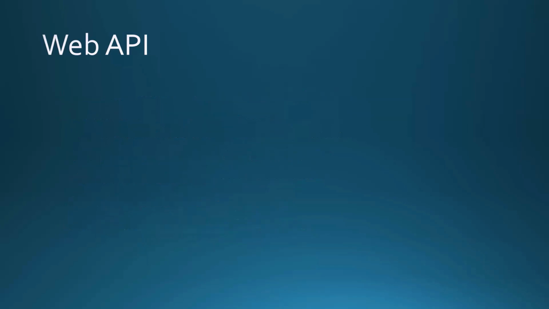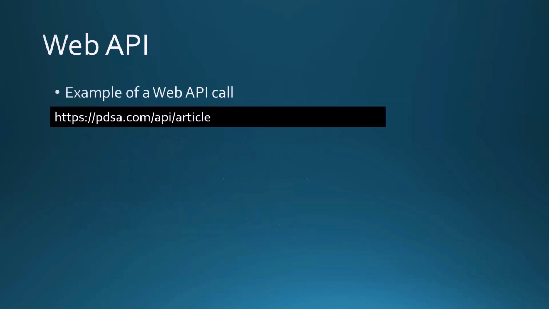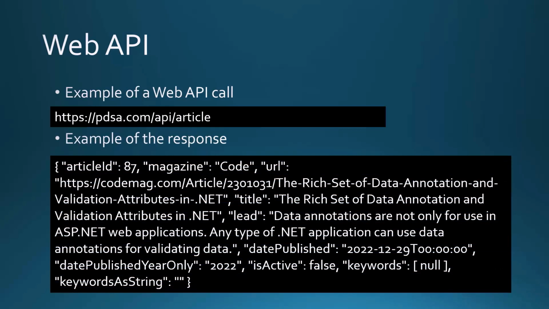An example of a web API would be something like https pdsa.com/API/article. And if you were to type this into the browser, this one actually does work, you'll get a response back that is JSON. It's a JSON object where we have properties and a value like an article ID, and then 87 is the value. The magazine is code, the URL, etc. So this is what we get back from a web API call.